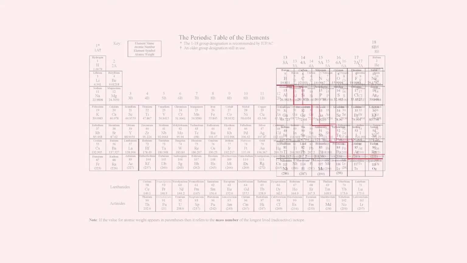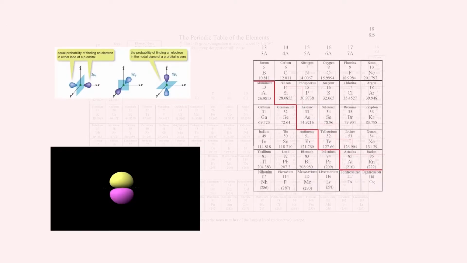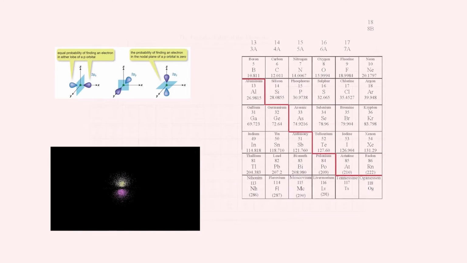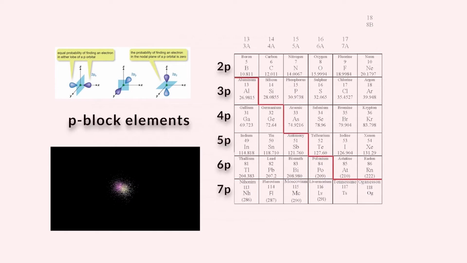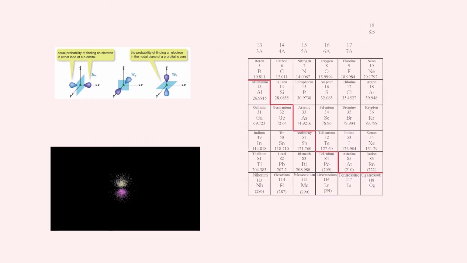The P block elements are the group 13 to 18. These are the 3p orbitals that are aligned along the x, y, and z axis. The probability of finding electrons at the nodal plane is 0. There is an equal and high probability of finding electrons in the colored lobes.